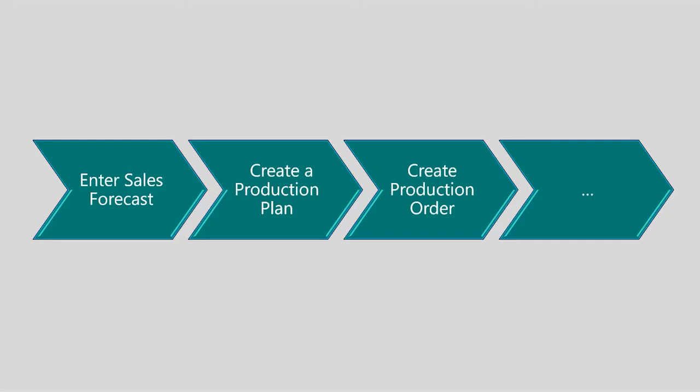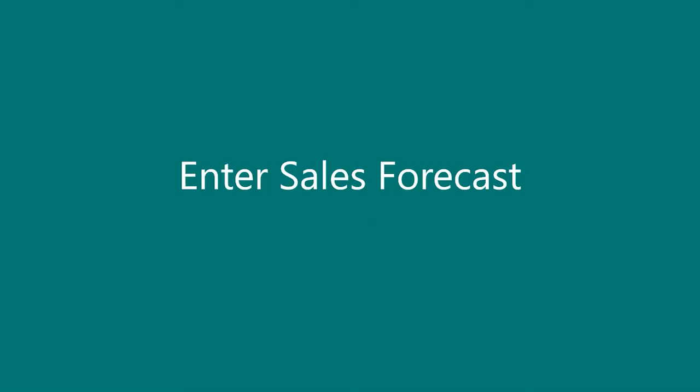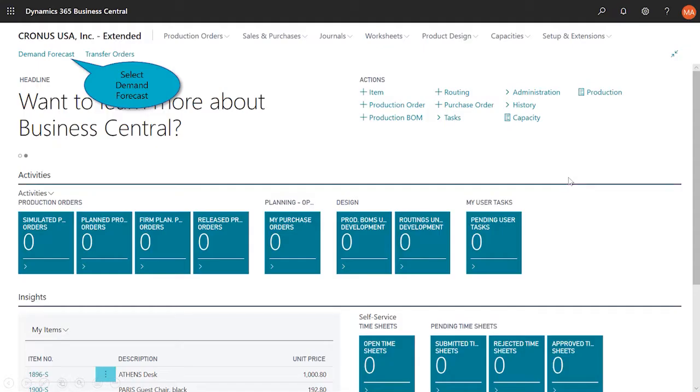Well, let's begin this demonstration showing you how we enter a sales forecast. We'll then create a production plan and then create a production order. So first, we'll go ahead and create a sales forecast. And so here I am, logged into Business Central, and by default, I'm using the Production Planner role-based homepage.